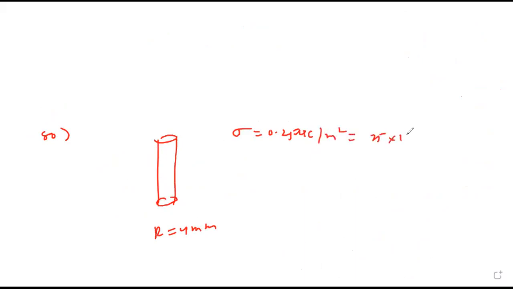A cylinder of radius 4 millimeter and surface charge density of 0.25 microcoulomb per meter square, which is 25 into 10 raised to minus 8 coulomb per meter square, is surrounded by dielectric constant of 6.28. The magnitude of electric field at a point 2 meter away, that means it is outside, will be how much?